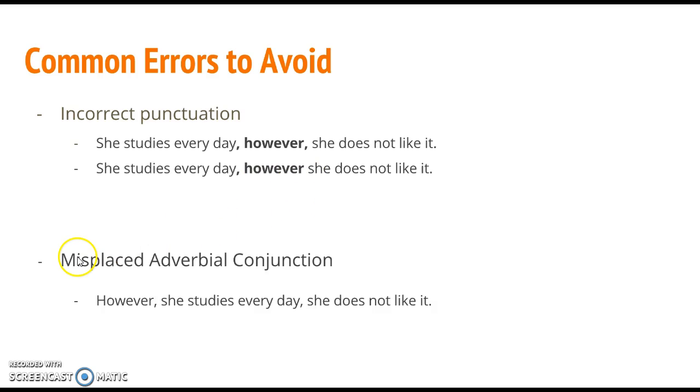Another common error you want to make sure you avoid is misplacing the adverbial conjunction. You want to make sure that you have it between the two ideas. So we can't write a sentence like this: however, she studies every day, she does not like it. We don't understand what the relationship is between these two independent clauses if we put the adverbial conjunction here. However, here we need to put it in between.